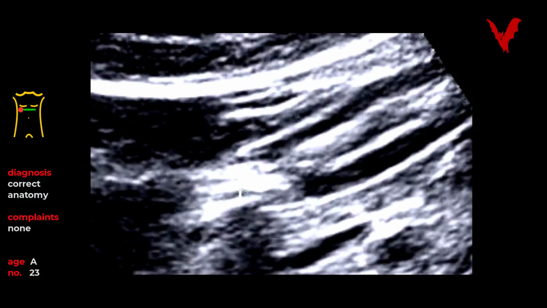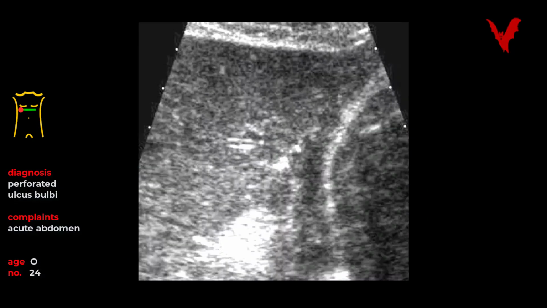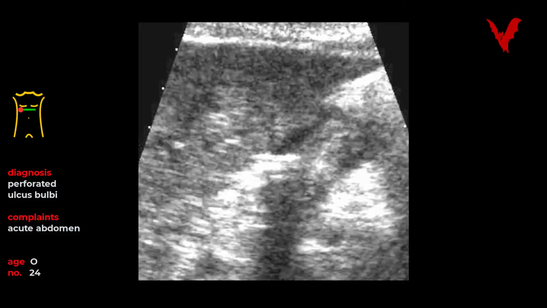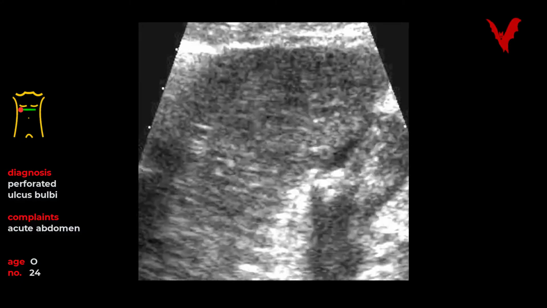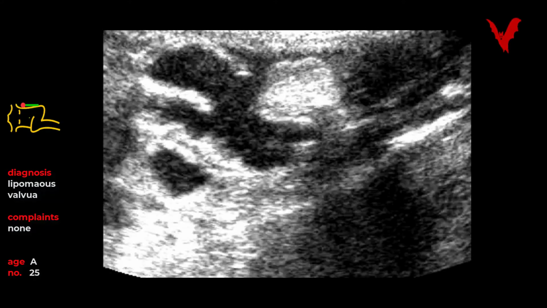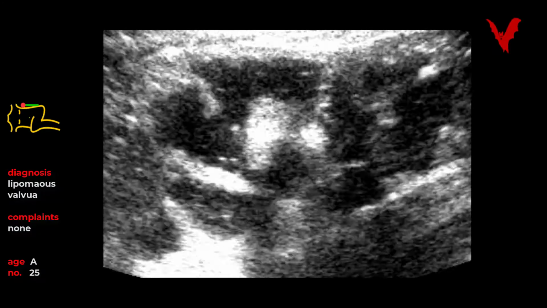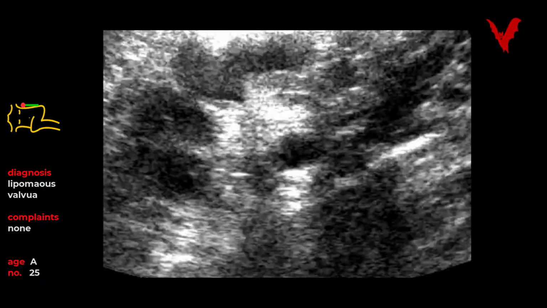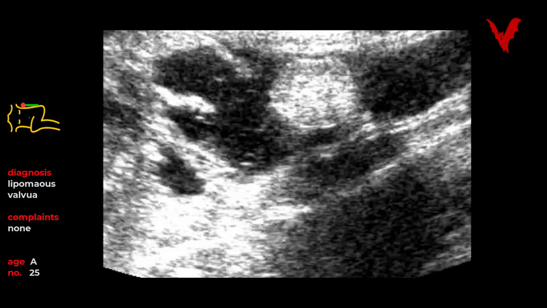Correct transverse section anatomy as well, and please observe bulbous with gas. Perforated ulcus bulbi, please note the site of perforation. Lipomatosis of the vulva, no pathology at all in hydrocolonosonography.